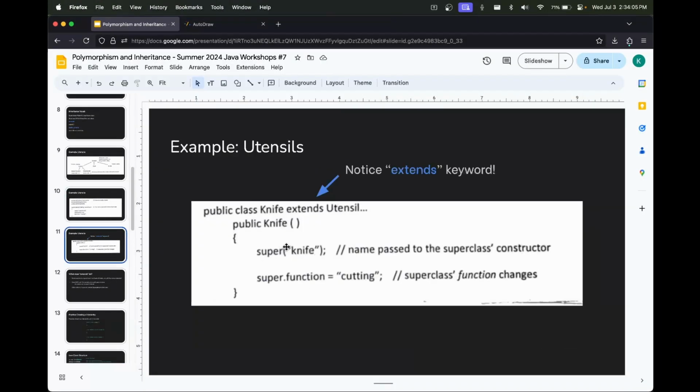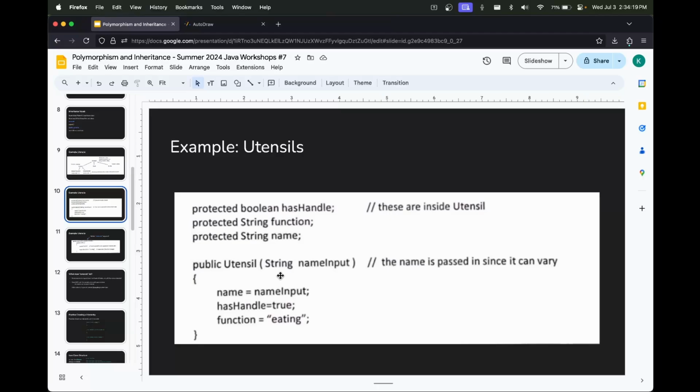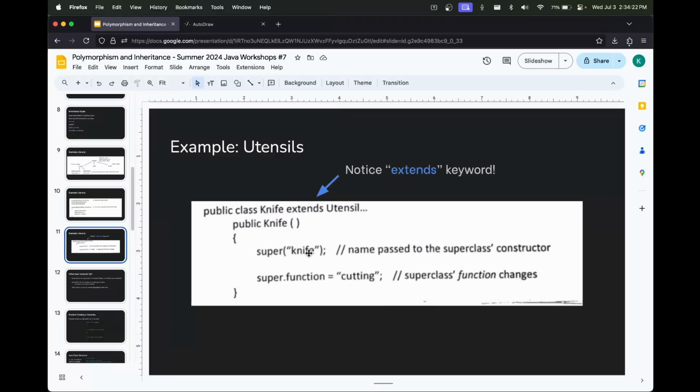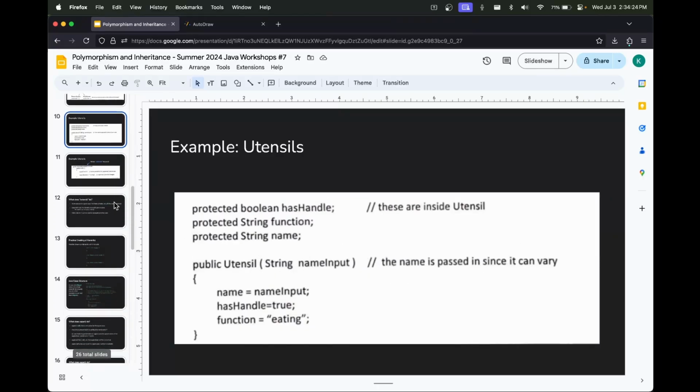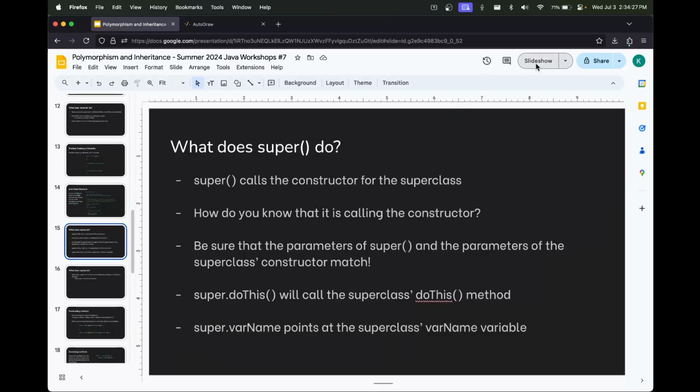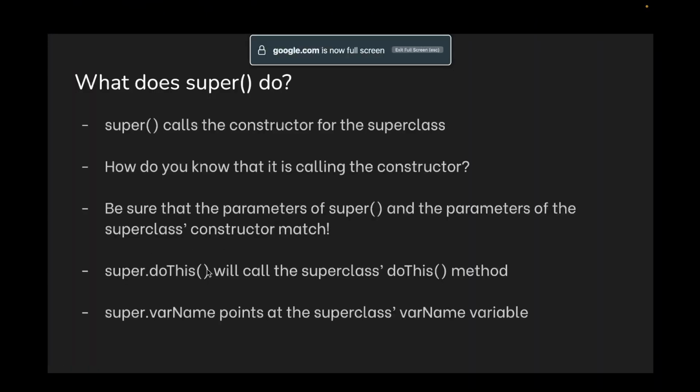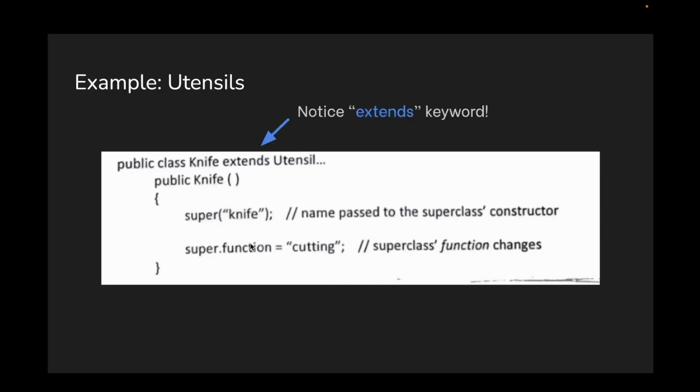When we were calling the superclass's constructor for Knife, which was Utensil, we were saying super and then the parameters. This string matches this string because there's only one parameter. And same with our other example that we saw with the hardware store. Then super.doThis will call the superclass's doThis method. This is not something that we saw, but it's something you can do. And super.varName points at the superclass's varName variable, as we saw with the function variable right here.